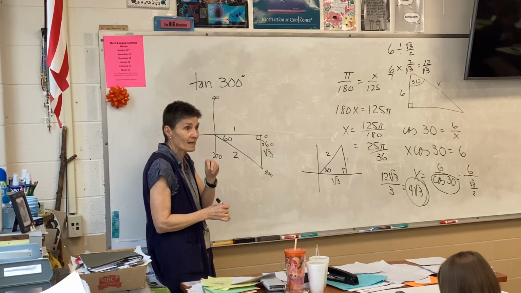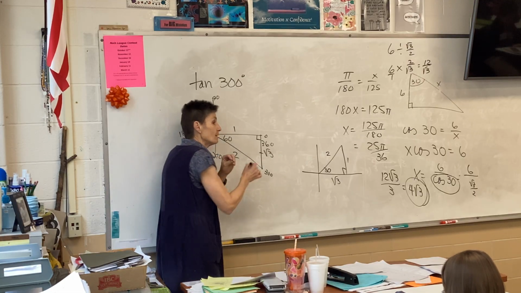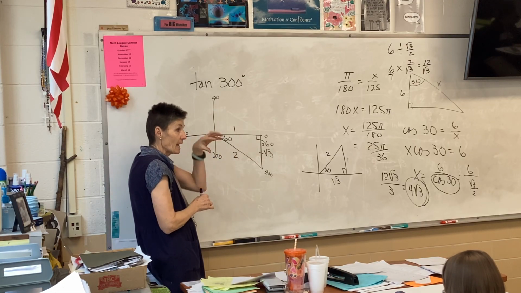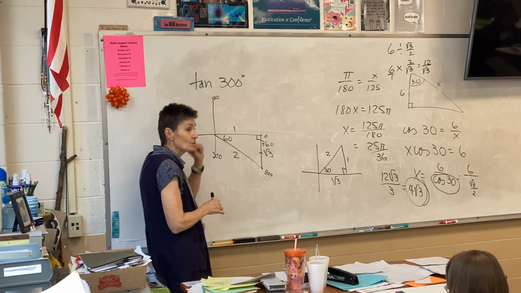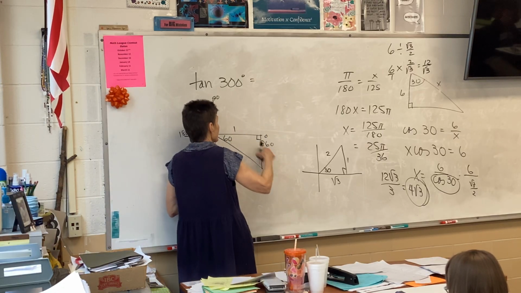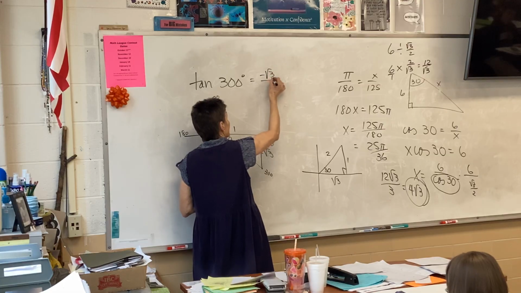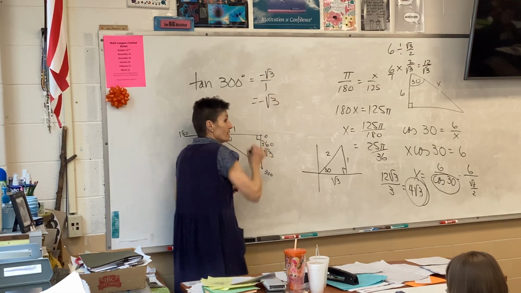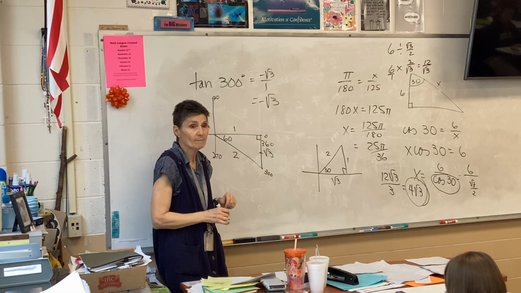Watch out for negatives. Negative root 3, down. We want tangent. Tangent is opposite over adjacent, root 3 over 1. So the answer is negative root 3.